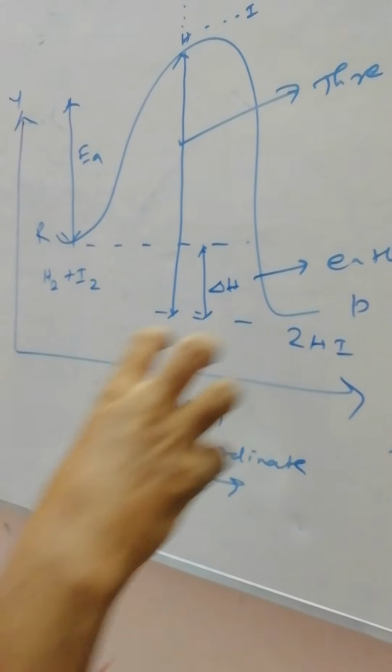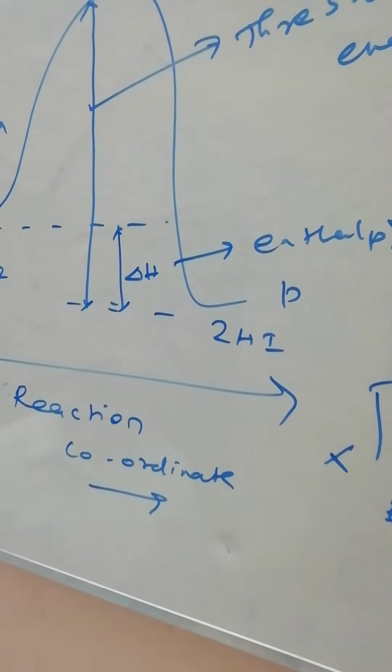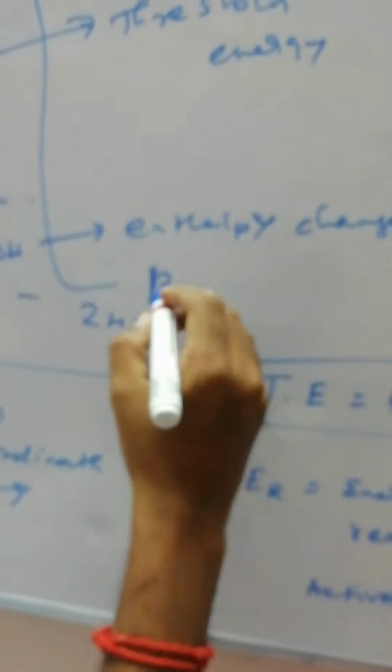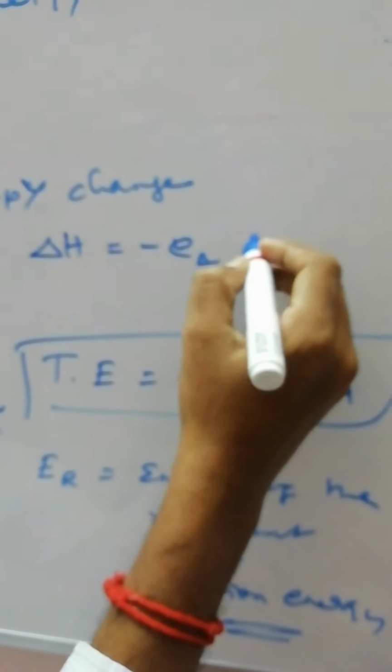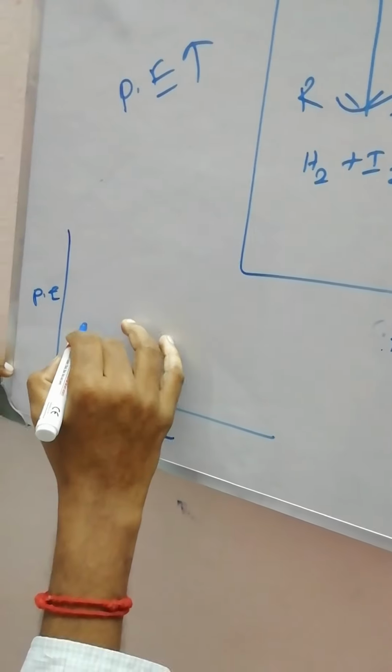During the formation of the product, the complex will release some energy, which is its enthalpy. That is, delta H equals minus EA. Negative means an exothermic reaction. Some reactions are there. Potential energy versus reaction coordinate. It starts from here.